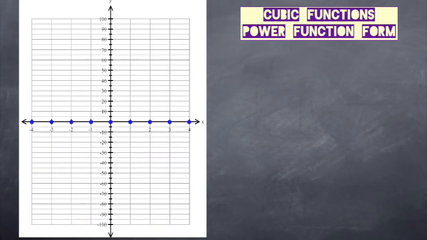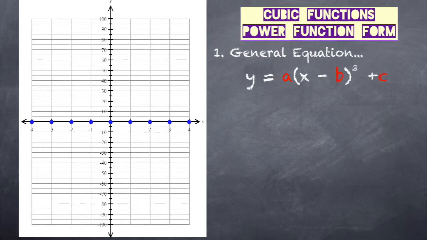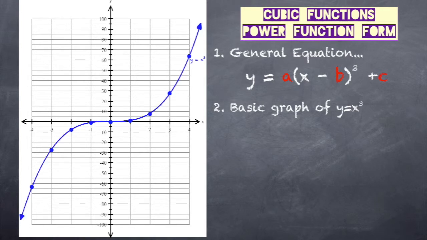So as I said before, today we're going to have a look at cubic functions in power function form. Now the first thing we need to take into consideration when looking at these is the general equation, that is y is equal to a bracket x minus b cubed plus c. Now if you have a look over to the left, the basic graph of y equals x cubed is starting to form. That is, every point along the x-axis is being cubed, and this tells us how high up along the y-axis the graph is.